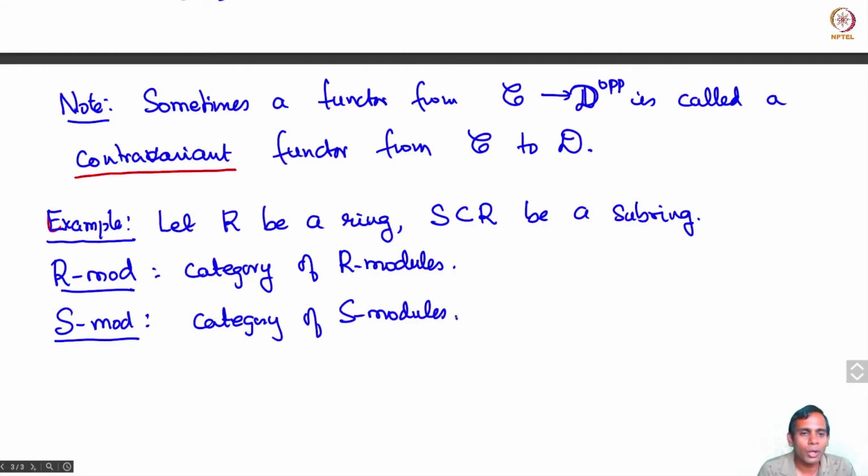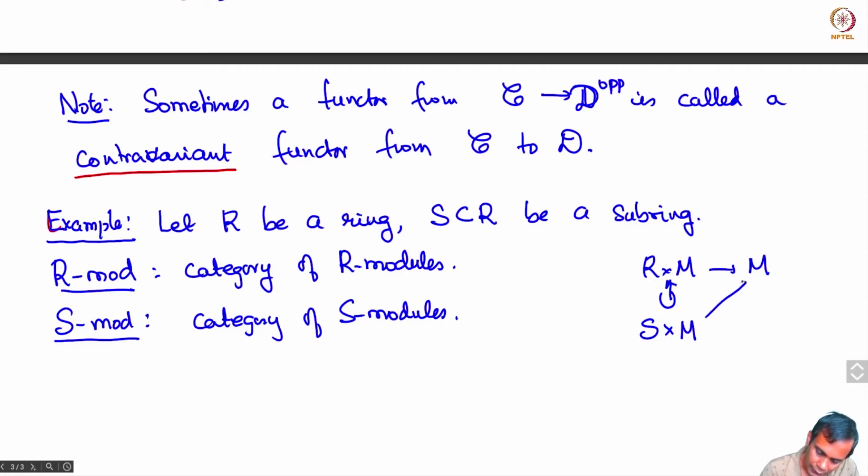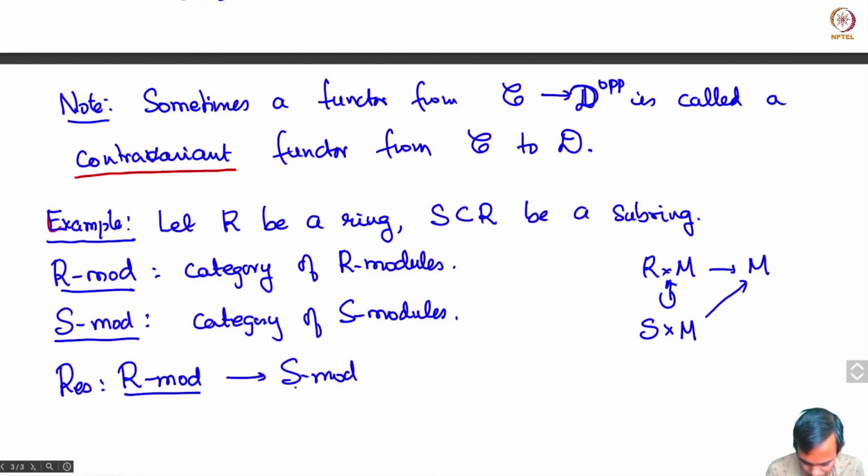Now the thing is, an R module can be thought of as an S module because S is a subring of R. You can just take the operation from R cross M to M, which defines the R module structure on M, and then you restrict it. Since S sits inside R, you just restrict it and you get an action of S on M. And so an R module is automatically an S module, and this is called the restriction of structure. So we have a functor res from R mod to S mod. It's called the restriction functor.